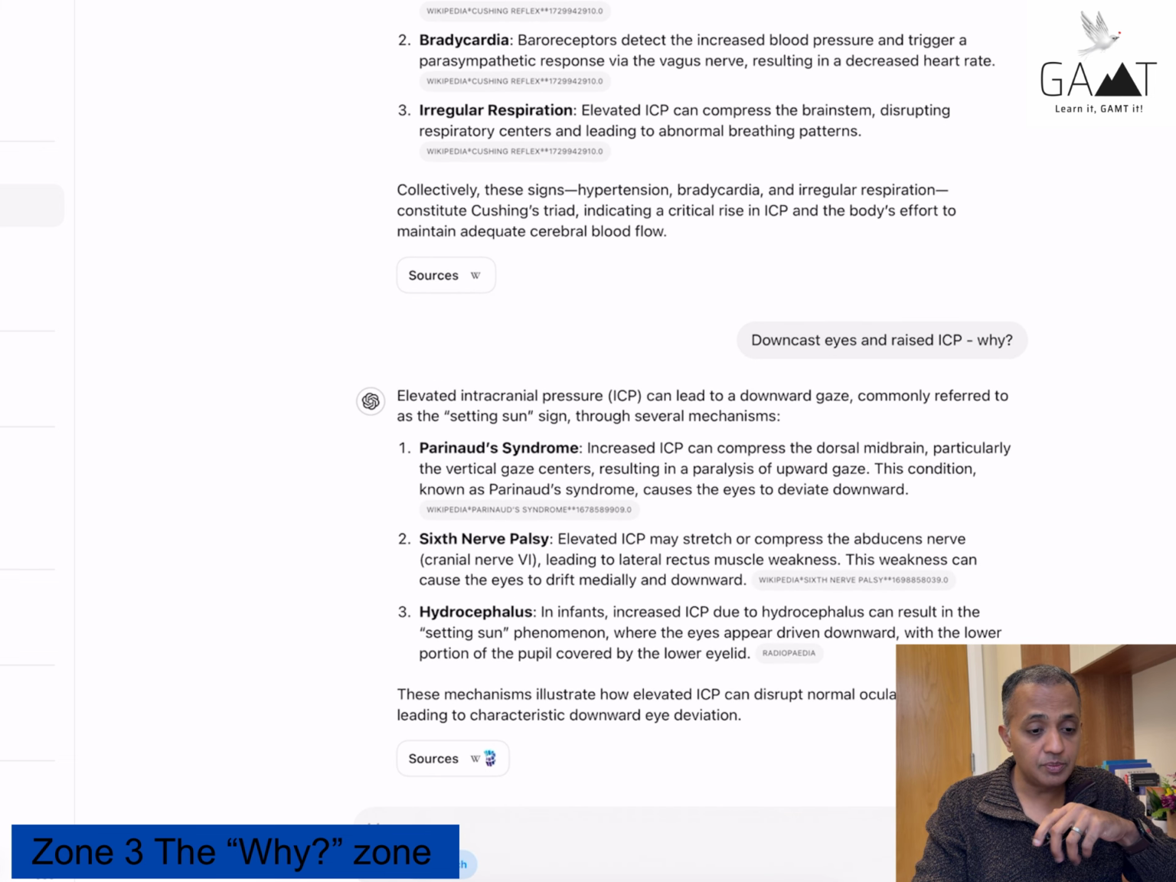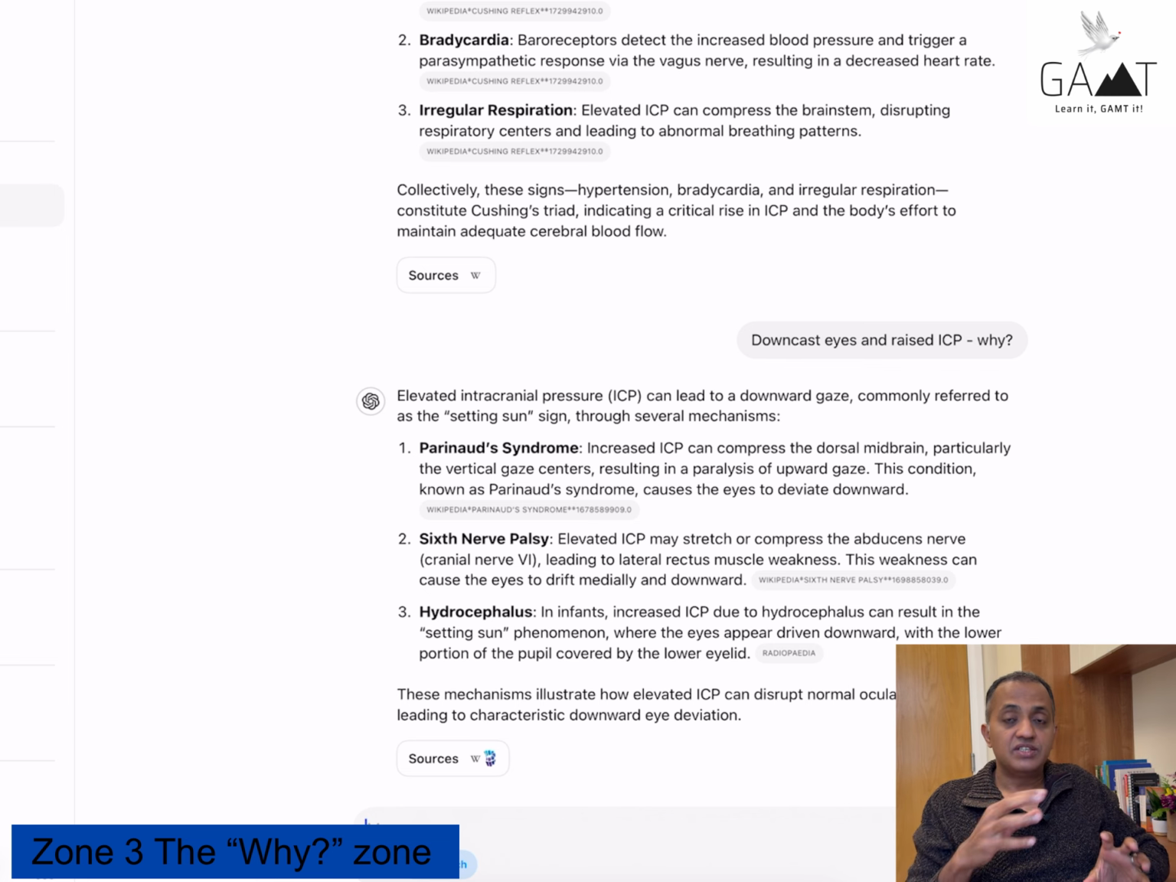Lots of stuff. Elevated ICP can lead to downgaze, known as the sunsetting sign, due to several mechanisms. Parinaud syndrome can affect the dorsal midbrain, particularly the vertical gaze centers located there, impairing upward gaze. There's a known syndrome in ischemic and stroke patients. Sixth nerve palsy can compress the abducens nerve; abducens palsy can cause the eye to drift medially and downwards. So the sixth nerve along the skull base gets compressed with raised ICP. Hydrocephalus can also push the eyes downwards. Okay, so you have an idea why the sunset sign happens.